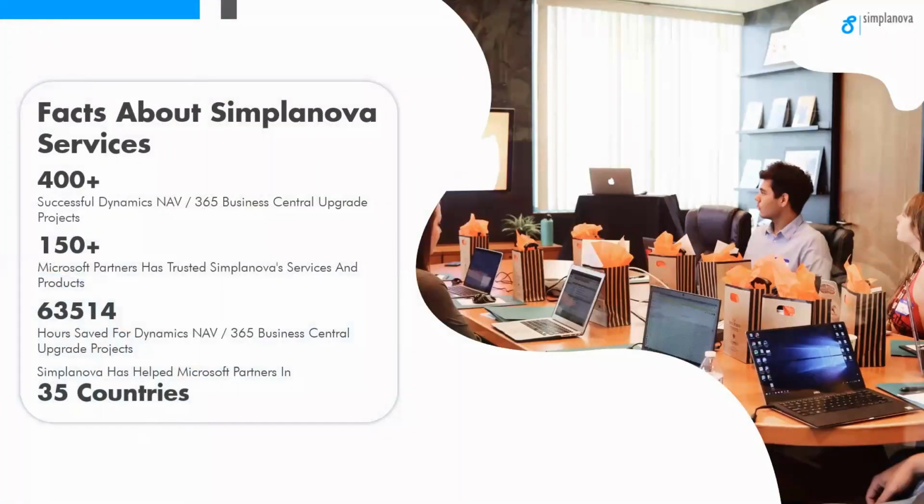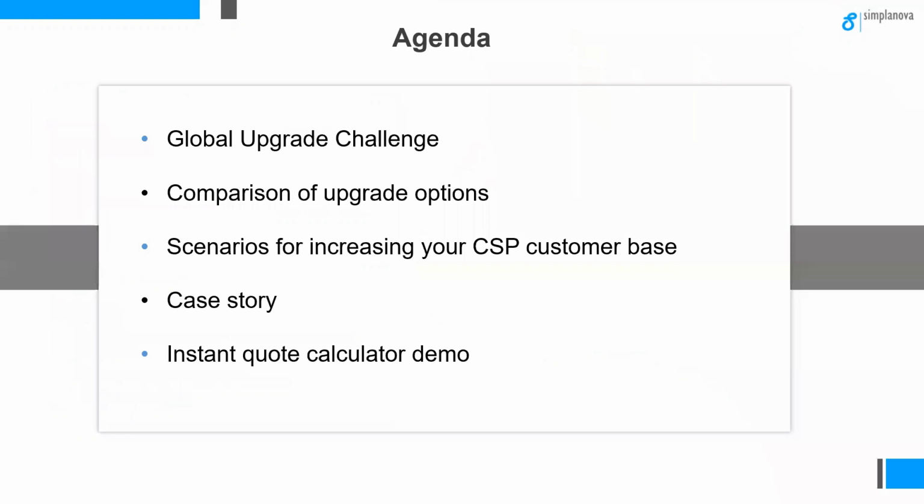Here are some facts about Simplano. So we've done more than 400 upgrade projects. We are working with more than 150 partners all over the world. And as you see, we have saved quite a lot of time while doing all these kinds of activities. So that's a short introduction about us.